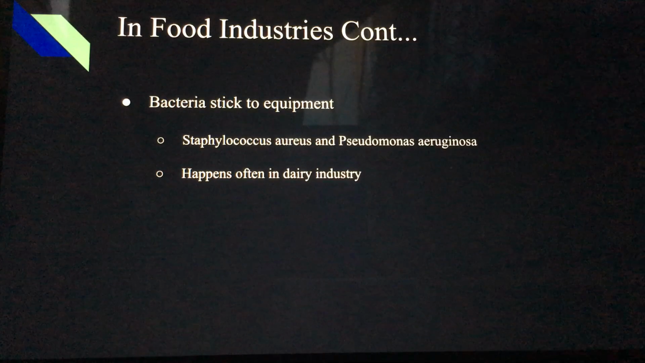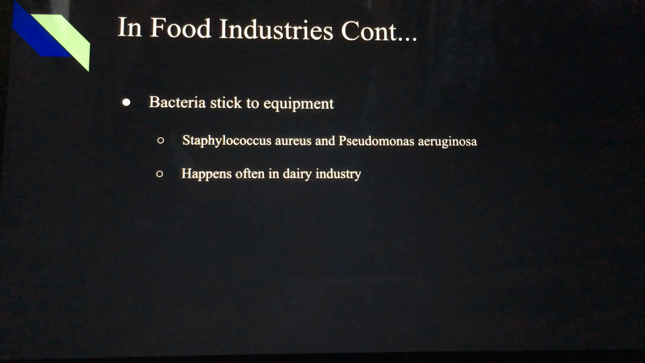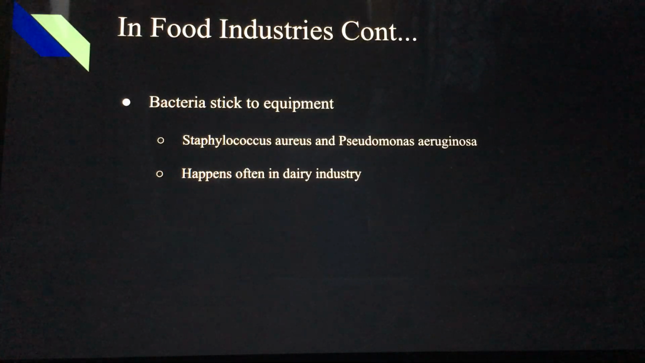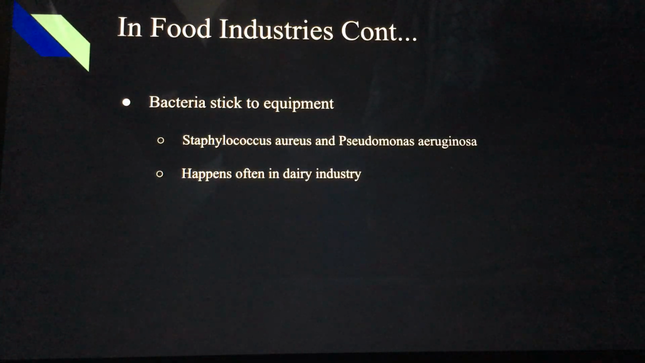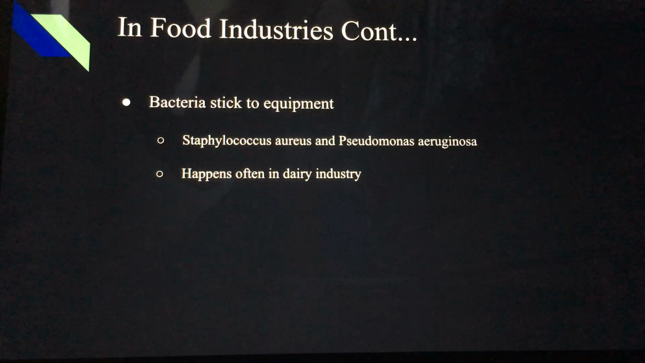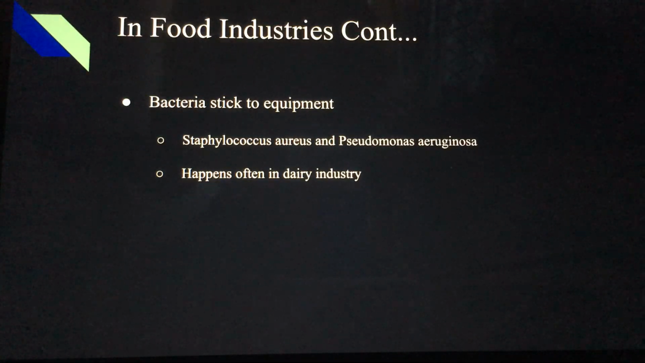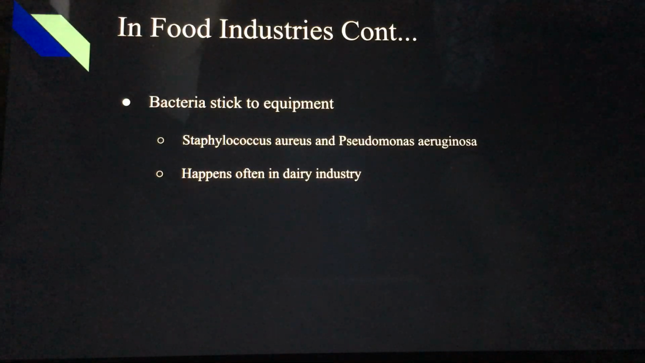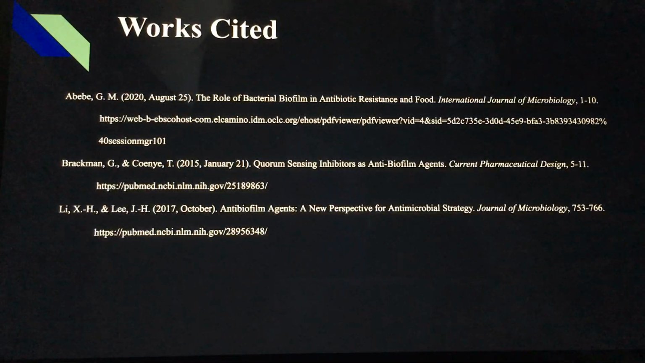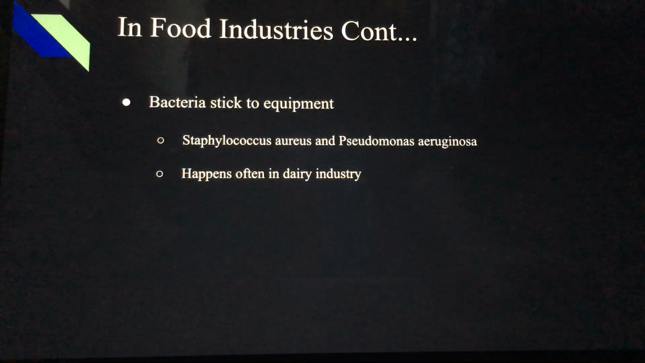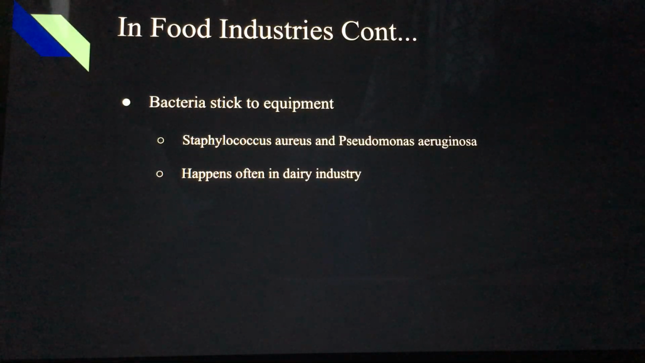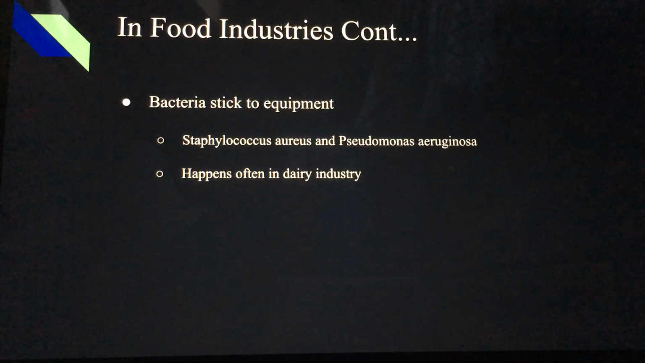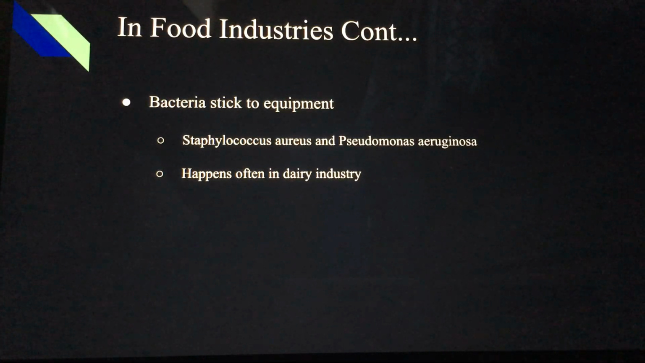And this is also just talking about how bacteria can stick to the equipment. I read that it can happen fairly often in dairy industries, so with like milk, and it also happens with meats, obviously. If the equipment is contaminated, then the unknowing company will continually release its corrupted products to the public.